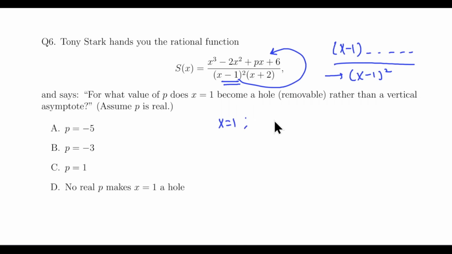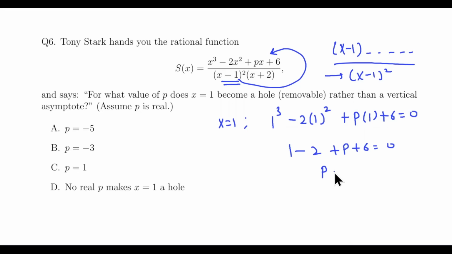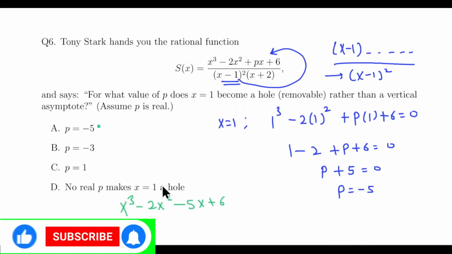Let's do that. So I'm going to put 1 on the top. So 1 cube minus 2 times 1 square plus p times 1 plus 6 is equal to 0. 1 minus 2 plus p plus 6 is 0. P plus 5 is equal to 0. So p is minus 5. So what I have right now is option A, but don't jump to conclusions. X cube minus 2x square minus px plus 6. So this p is minus 5.